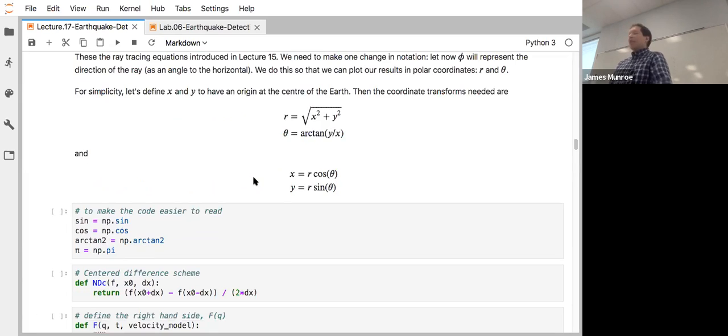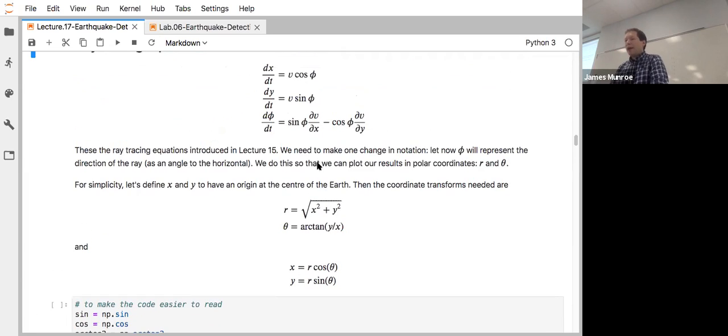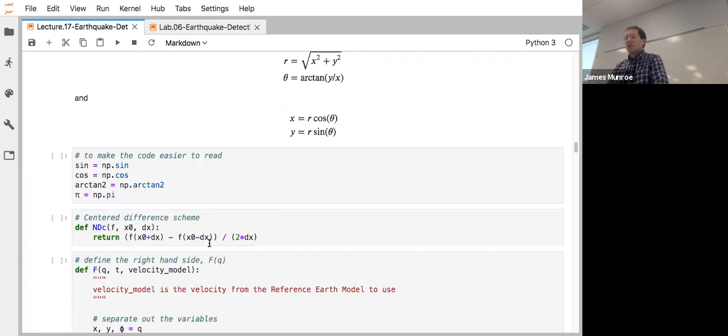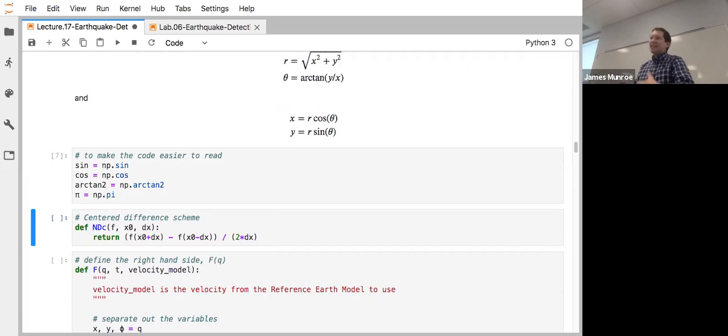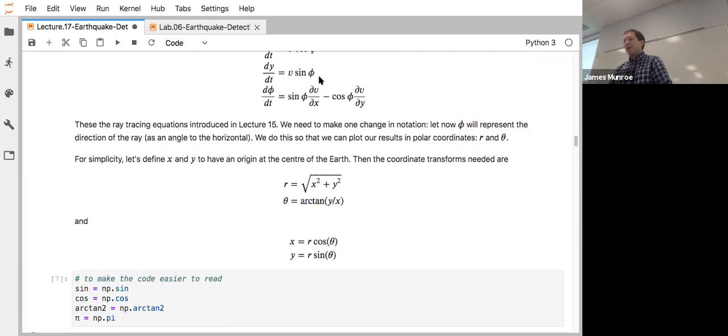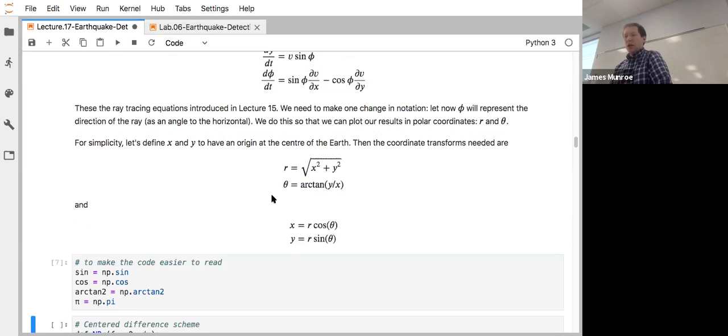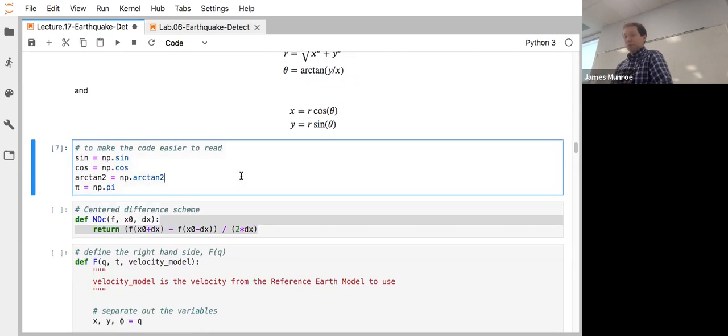Okay, if we want to solve these equations, we need to take the right-hand side of the system of equations and define something that's going to solve them. We've talked about this a couple times. I'm going to shorten it up by defining a sine and a cos. I need to evaluate the derivatives of the velocity, dv/dx and dv/dy. I don't know those explicitly, but I have a function for v as a function of x and y, so I can estimate those derivatives numerically. I'm doing that using a center difference scheme.